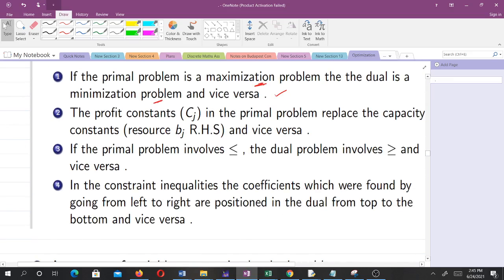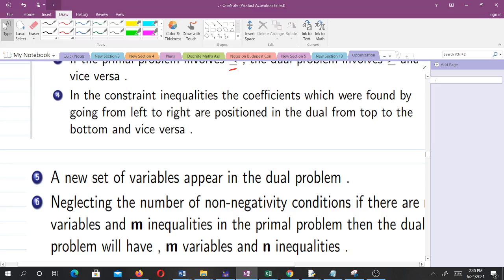The third one says that if the primal problem involves less than or equal to, the dual problem involves greater than or equal to, and vice versa. Then the fourth one says that in the constraint inequalities, the coefficients which were formed by going from left to right are positioned in the dual from top to bottom and vice versa. With the rest of these characteristics, when we start formulating the dual problem from the primal problem, you get to know them.